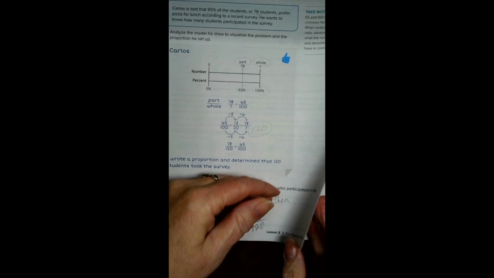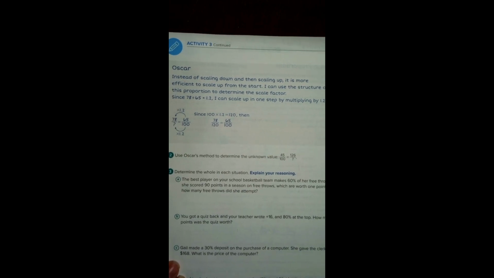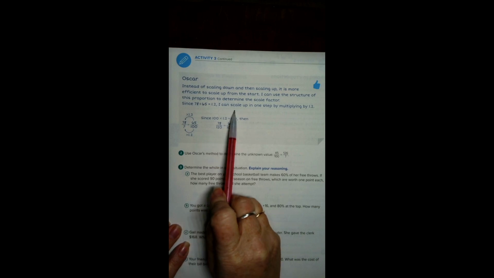I'm going to flip the page. Moving on to 290. Oscar says, instead of scaling down and then scaling up, it's more efficient to scale up from the start. I can use the structure of this proportion to determine the scale factor. So he has this set up, and he says, since 78 divided by 65 equals 1.2, I can scale up in one step by multiplying by 1.2.